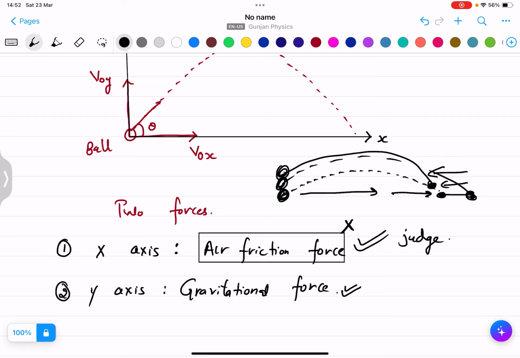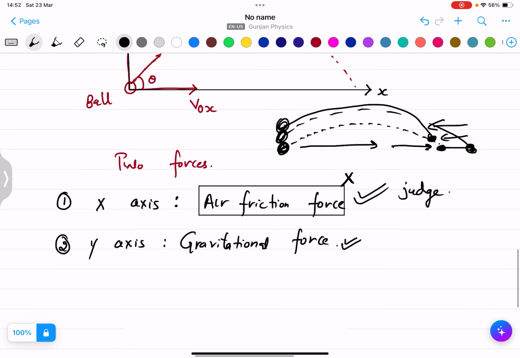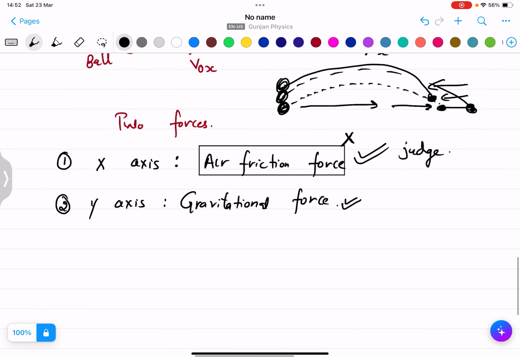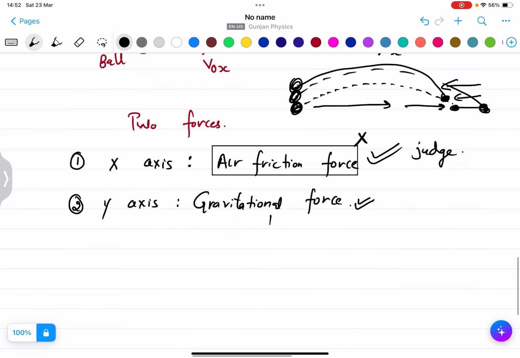Now, if there is a gravitational force, you all know the force due to gravity, right?